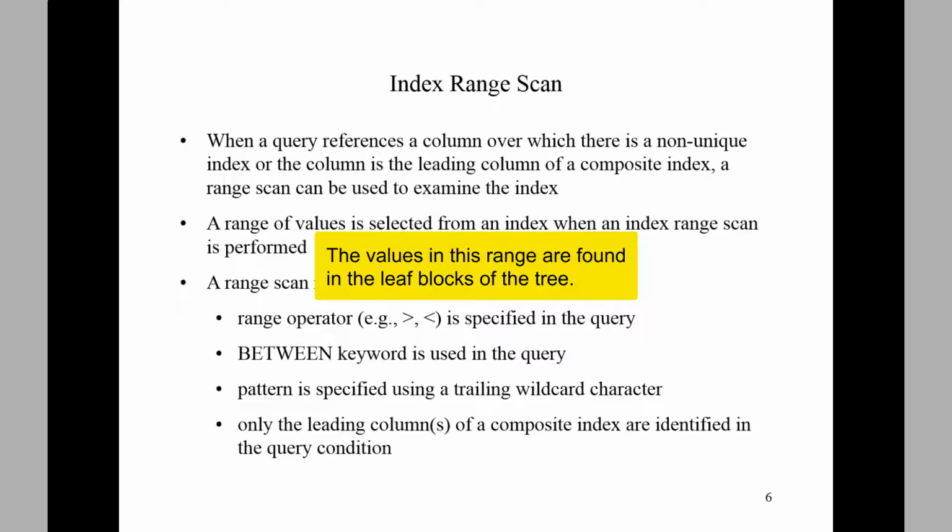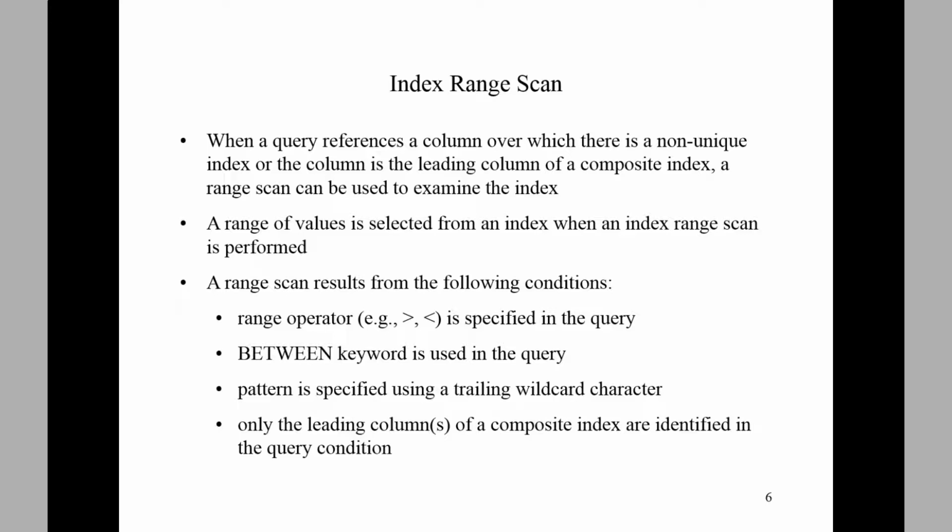A range of values is selected from an index when an index range scan is performed. So a range scan results when we write a query where we use a greater than or a less than relational operator in our predicate. It also results from the use of the BETWEEN keyword. Remember, that's equivalent to greater than or equal and less than or equal to the values specified with the BETWEEN expression.